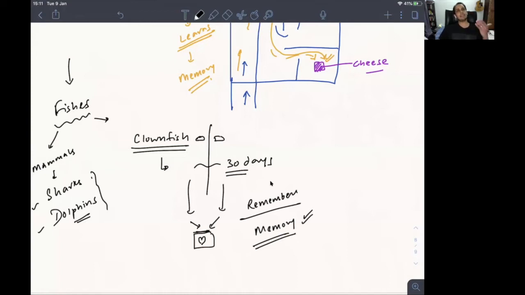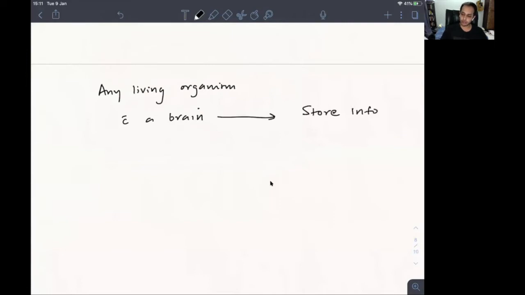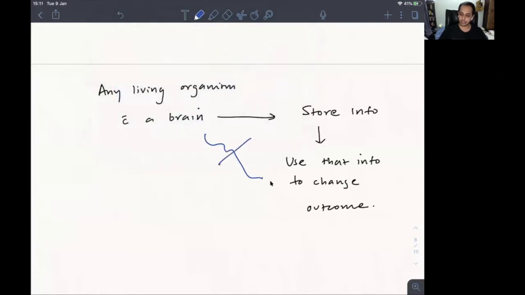So what this basically means is that while we talk about memory a lot, memory is not exclusive to human beings at all. In fact, you can go all the way down your evolutionary chain and you will still find that even your lower organisms also have memory. So one way that we could put this is that any living organism with a brain is able to store information and use that information to change outcome. And essentially, this is what we mean by memory.